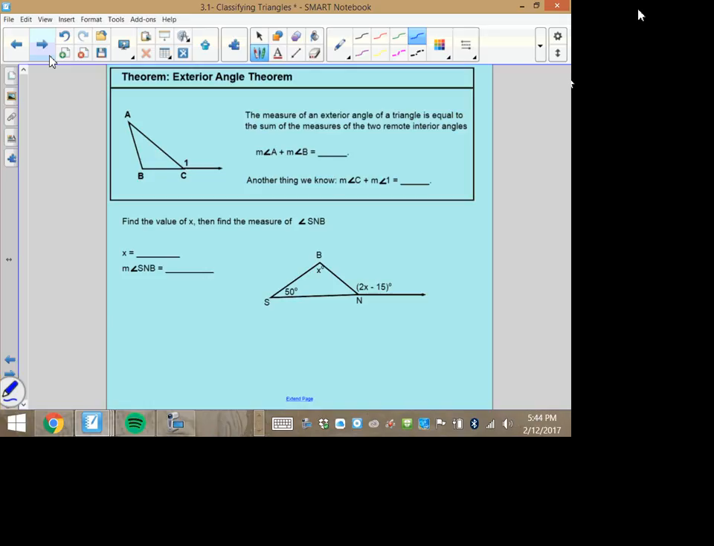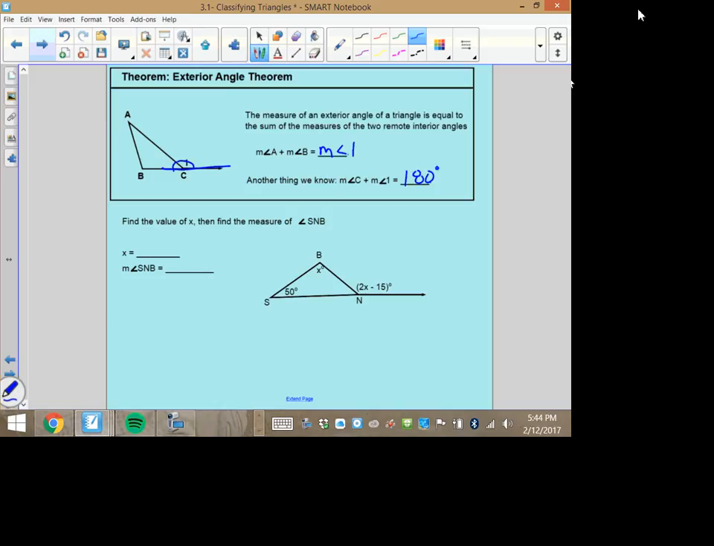Another theorem we have is the exterior angle theorem. The measure of an exterior angle of a triangle is equal to the sum of the measures of the two remote interior angles. So that means that the measures of angles A and B here have to equal the measure of angle 1. So another thing that we know is that the measure of angle 1 and angle C in our triangle have to add to 180 because that would be this part and this part, and since they make a straight line, they add to 180.